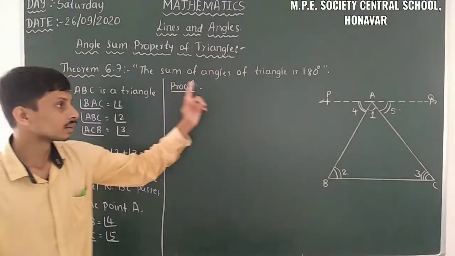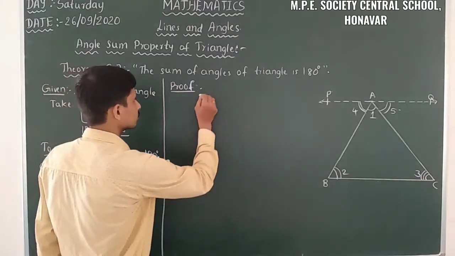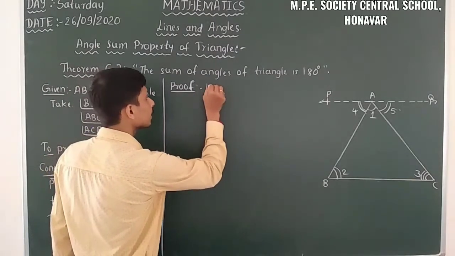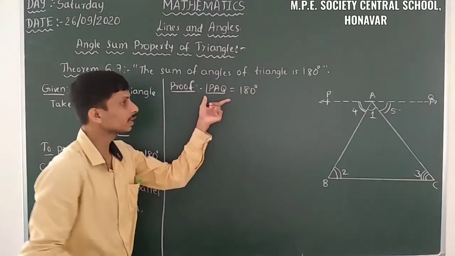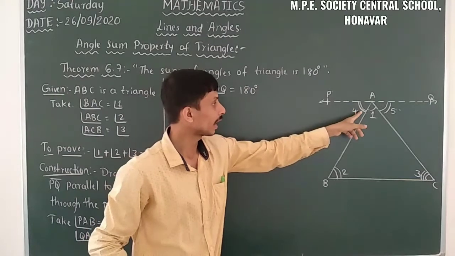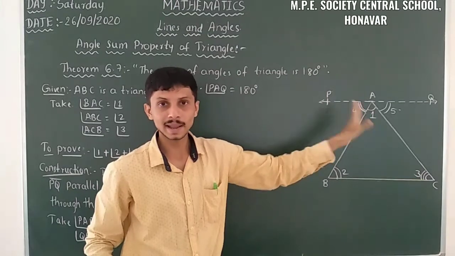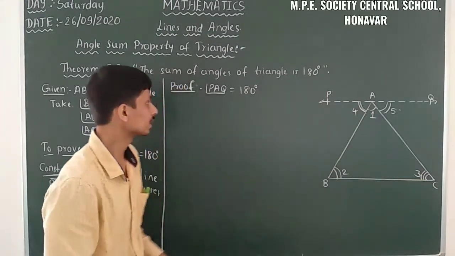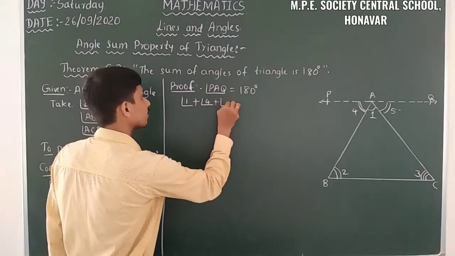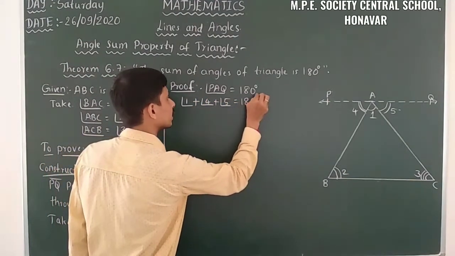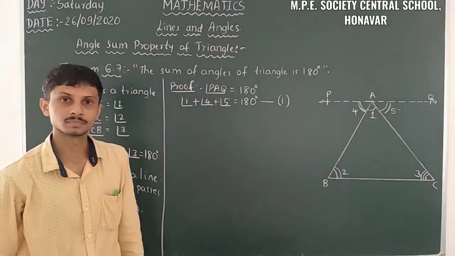So next we have to prove that one. Here angle PAQ is equal to 180 degrees. So angle PAQ splits into three parts here, angle 4, angle 1 and angle 5. When we add those three angles, we have 180 degrees. That is, angle 1 plus angle 4 plus angle 5 is equal to 180 degrees. I will take this as equation number 1.